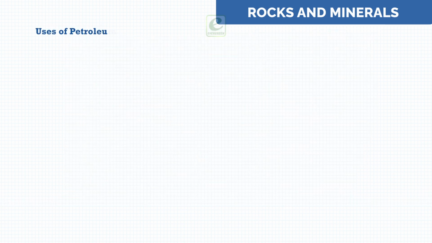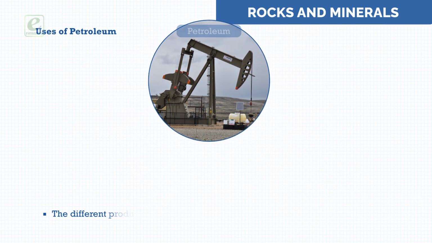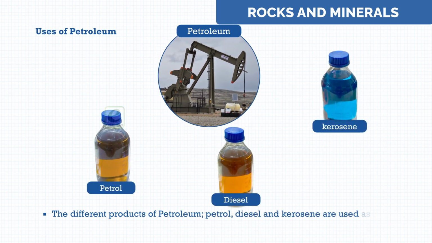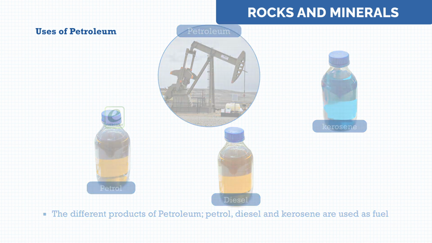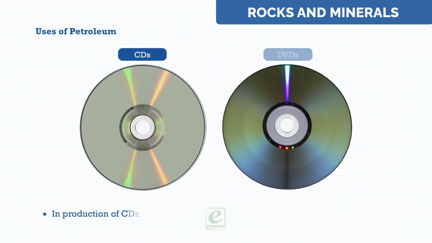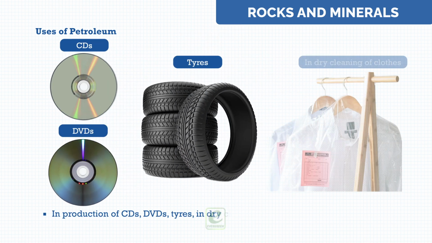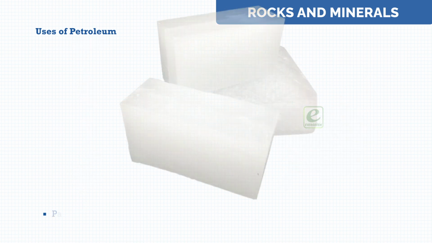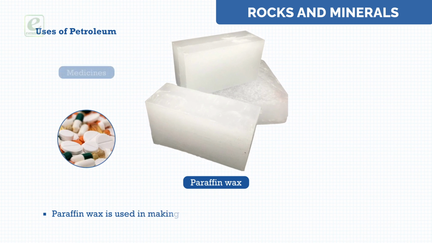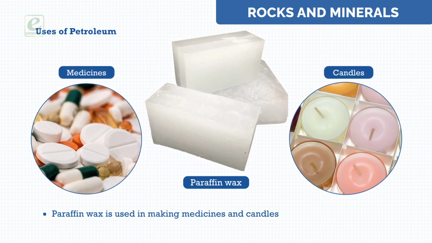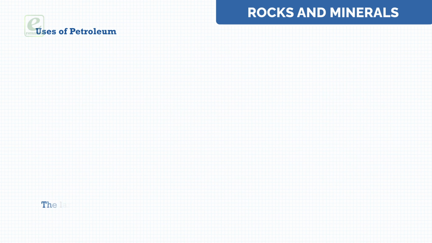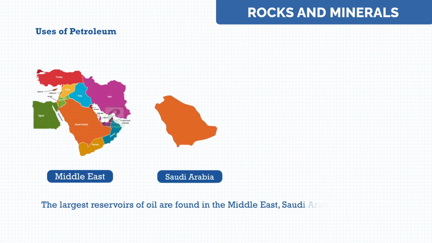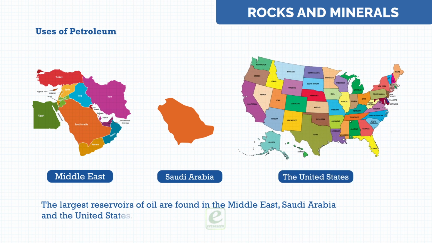Uses of petroleum. The different products of petroleum, petrol, diesel and kerosene, are used as fuel. In production of CDs, DVDs, tires, and in dry cleaning of clothes. Paraffin wax is used in making medicines and candles. The largest reservoirs of oil are found in the Middle East, Saudi Arabia, and the United States.